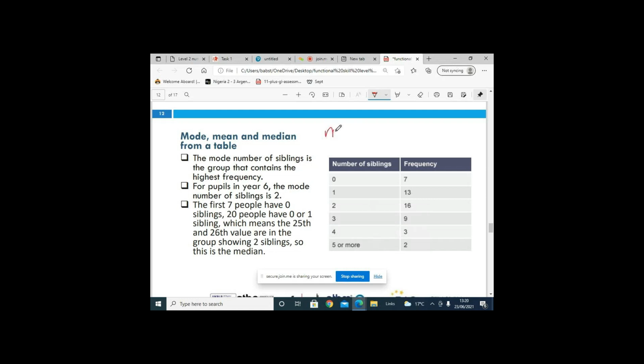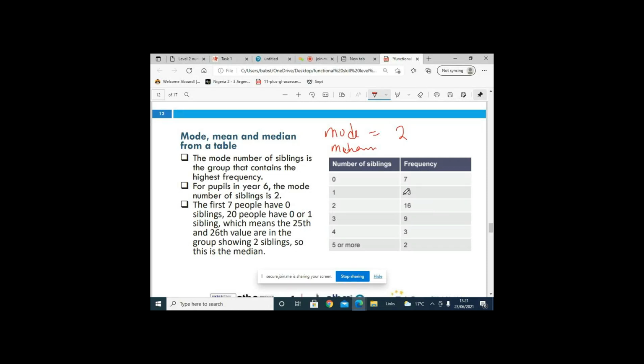So if they ask you to find the mode, the mode is the highest occurring number. The one that occurred the most is 2. So the mode for this is 2. When you say the median, the median is the middle number. So when you find what the total number of values is, you add them together first. So this one is 20, so 20 plus this.